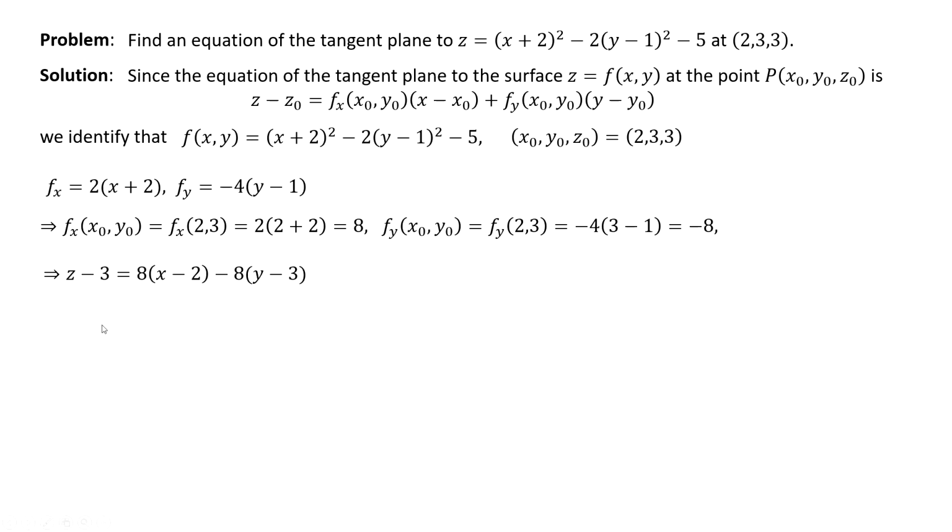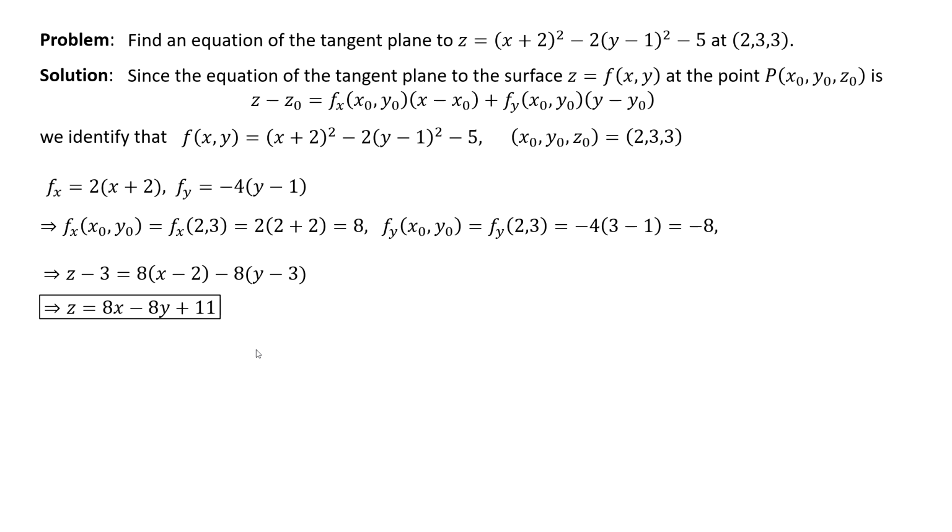So plug and chug. z minus z sub 0 is 3, 8 times x minus 2. Okay, so z equals 8x minus 8y plus 11. That's it. Is that all, man? Yeah, man, that's it.